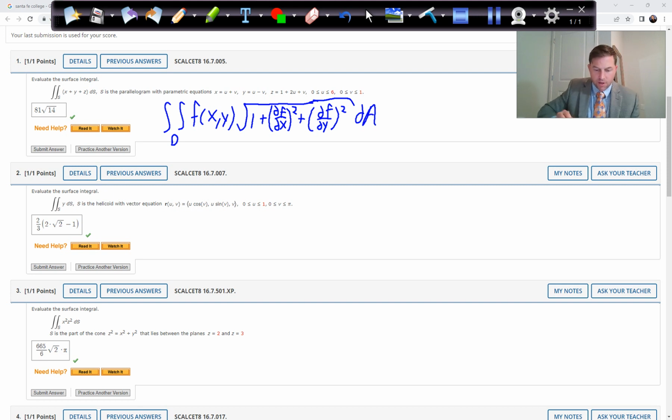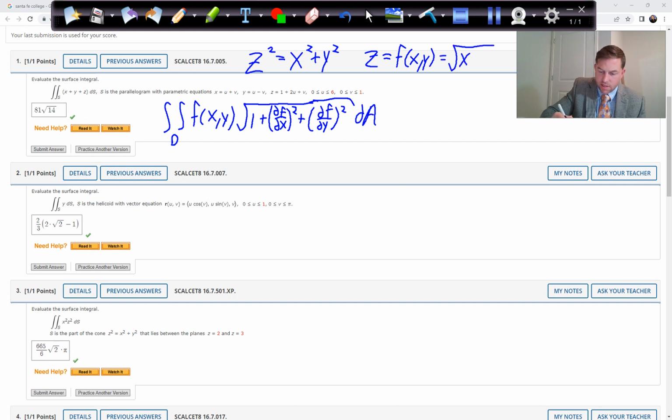So in this equation we have z squared equals x squared plus y squared. But we need to write that as z, which is going to be our function of x and y. So we just have to take a square root of both sides and get z is the square root of x squared plus y squared. Okay, so we've taken care of this, and it says it lies between the planes z equal 2 and z equal 3. So we're going to sit on that for a while. We're not going to use that right away. The function is x squared z squared.